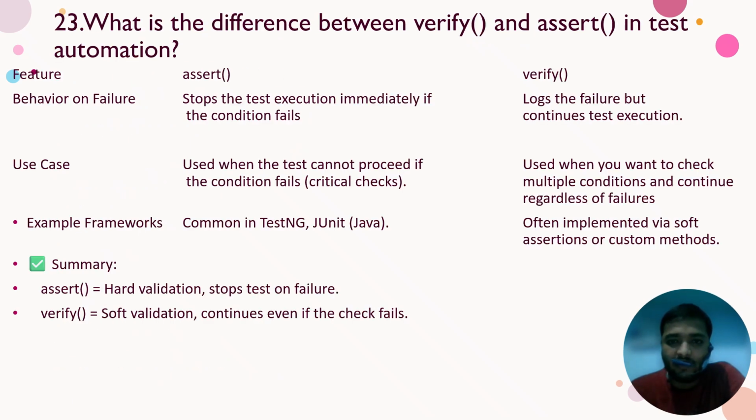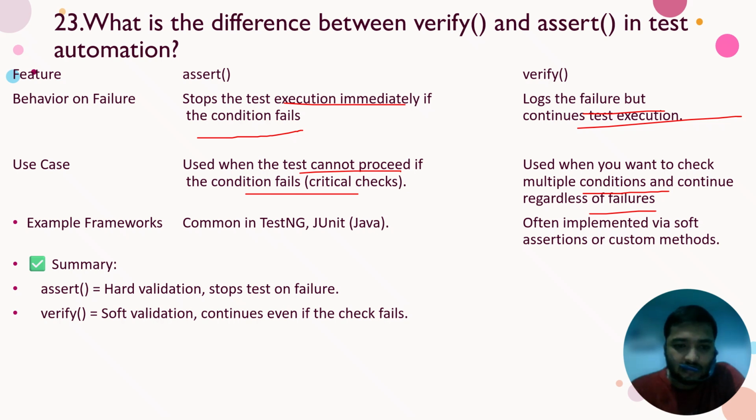What is the difference between verify and assert in test automation? We differentiate between assert and verify. First, behavior on failure: assert stops the test execution immediately if the condition fails. Verify logs the failure but continues test execution. Use case: assert is used when the test can't proceed if the condition fails, and verify is used when you want to check multiple conditions and continue execution regardless of failure.